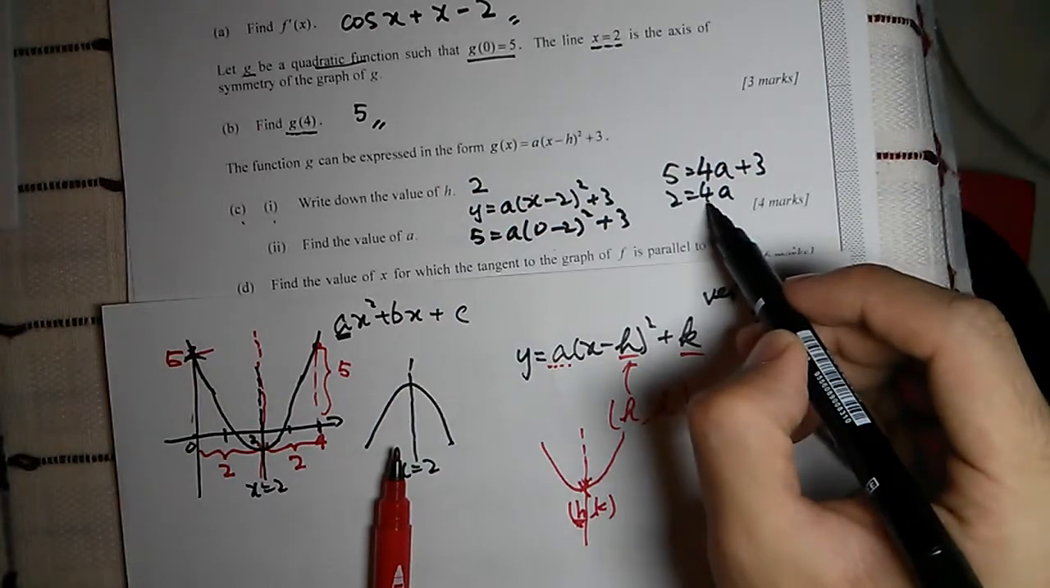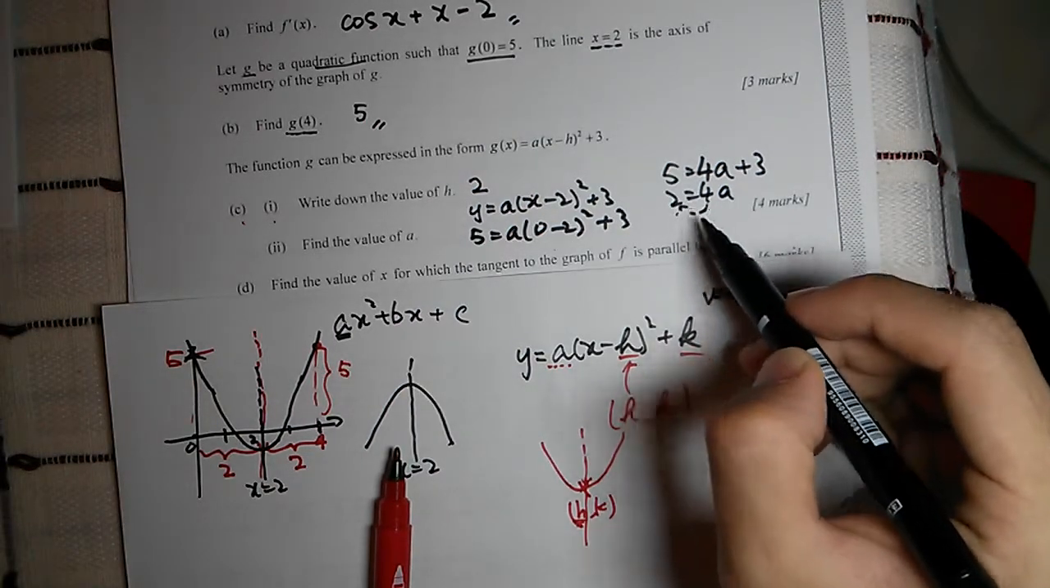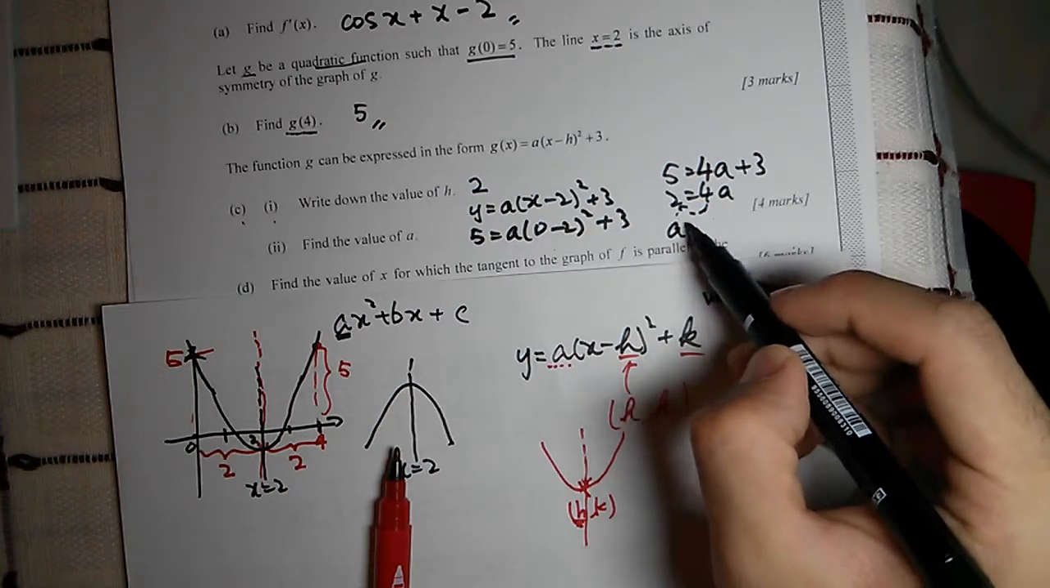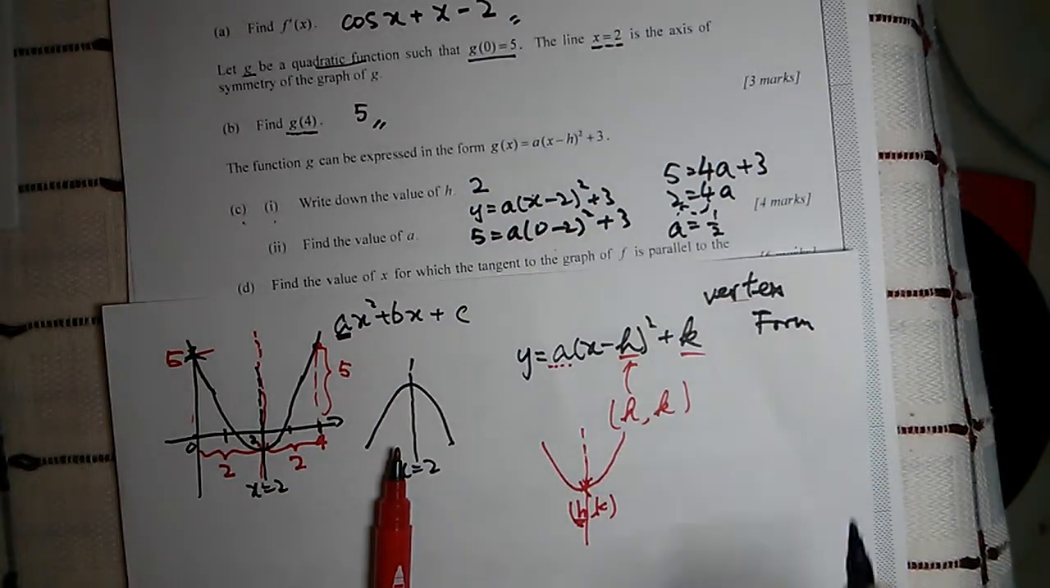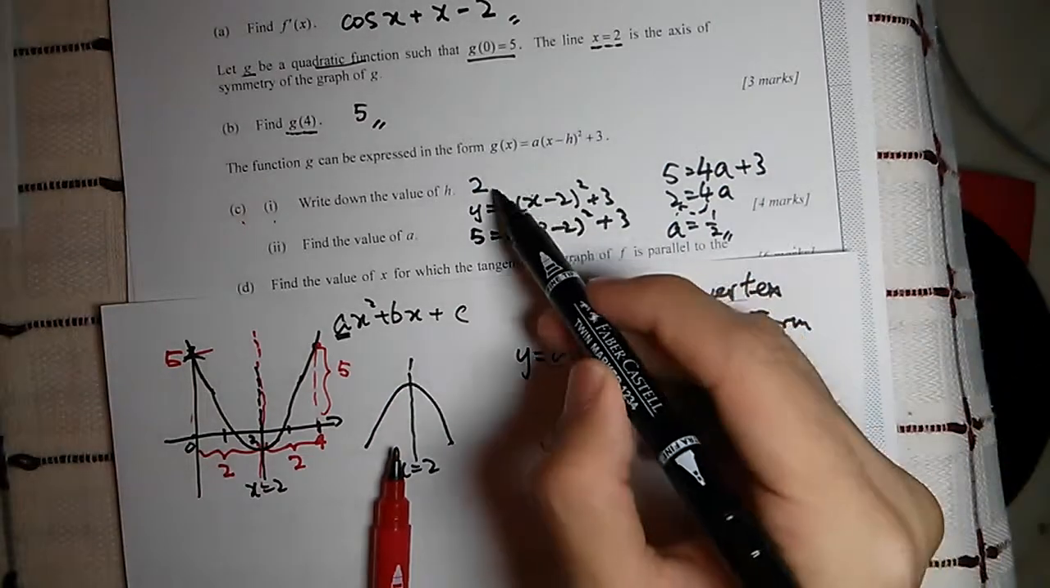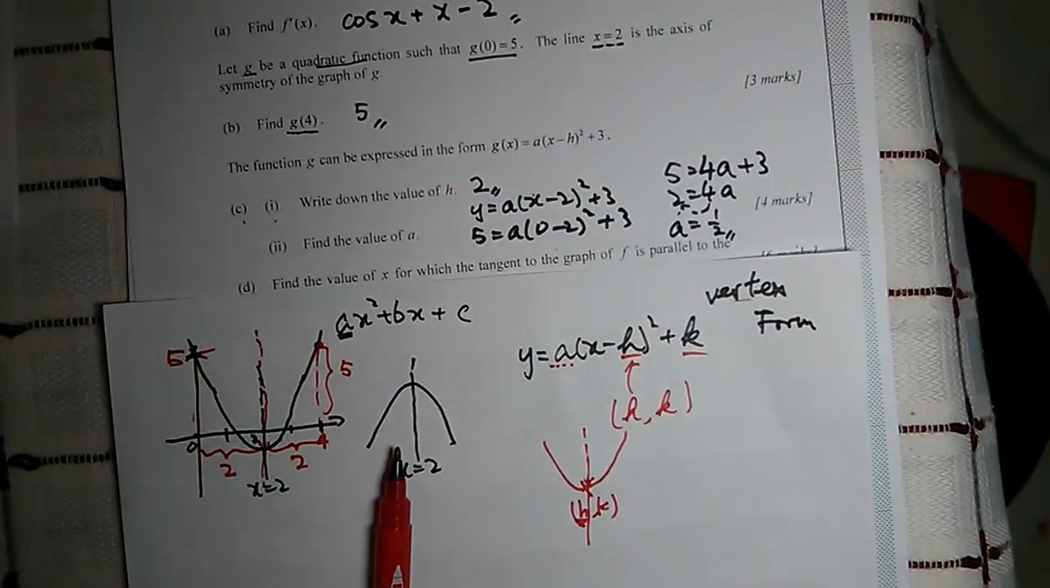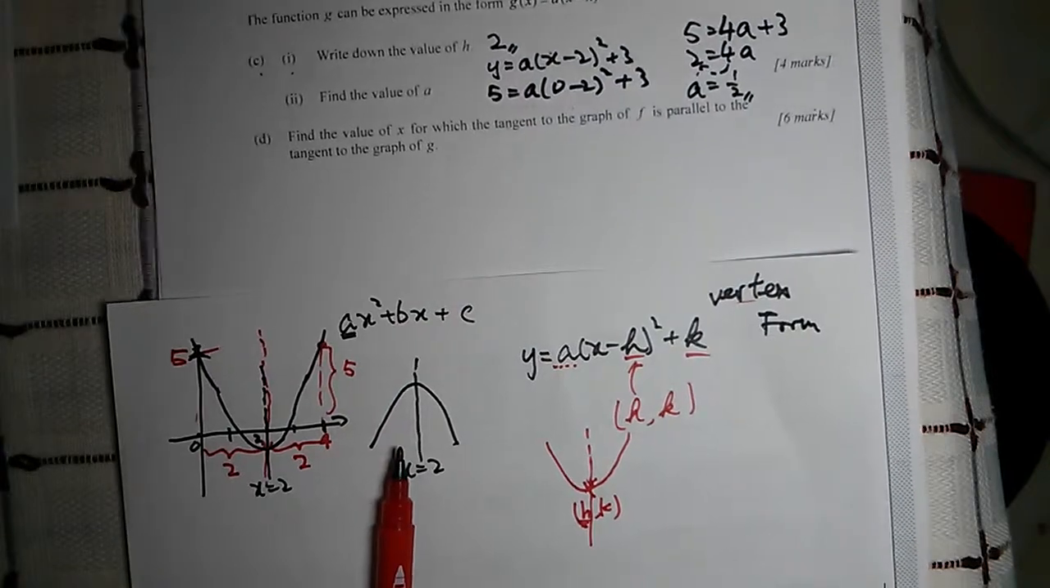Now to get a, you divide by 4. Divide 4 over is 2 over 4. 2 over 4 can simplify to a half. A is half. That's the answer. That's it. So let's move on to part D.